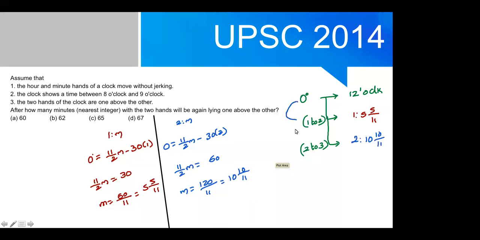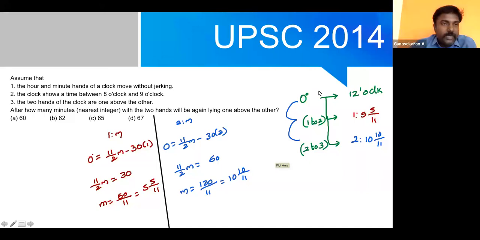What is the gap? How much is the gap? Between 12 to 1:05, how much is the time? 65 minutes, 5 by 11. Between 1:05 to 2:10, same gap. So every coincidence happens approximately at 65 and exactly 65 5 by 11 minutes.